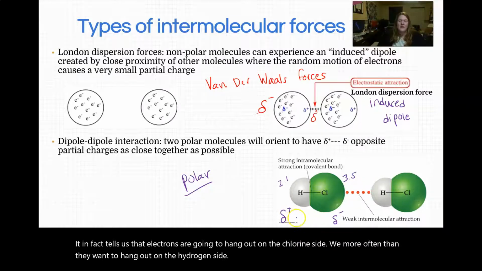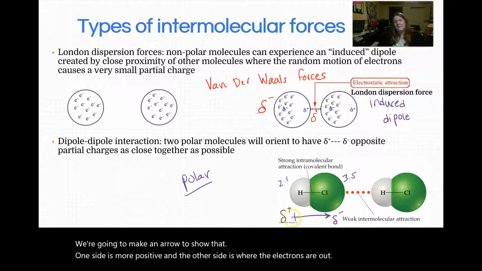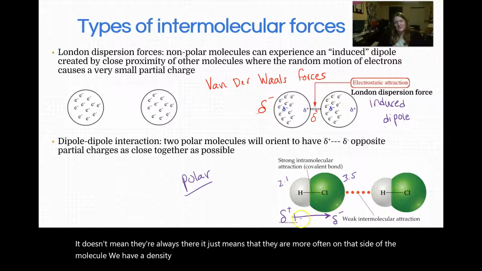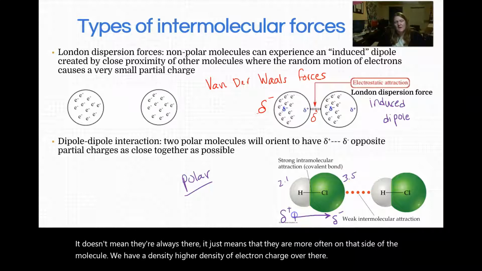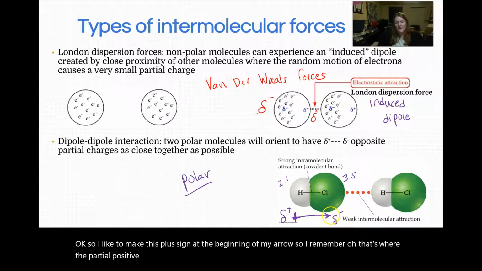We're going to make an arrow to show that one side is more positive and the other side is where the electrons are at. Okay? It doesn't mean they're always there. It just means that they are more often on that side of the molecule. We have a higher density of electron charge over there. So I like to make this plus sign at the beginning of my arrow, so I remember, oh, that's where the partial positive charge is, and that at the end of the arrow is the partial negative.